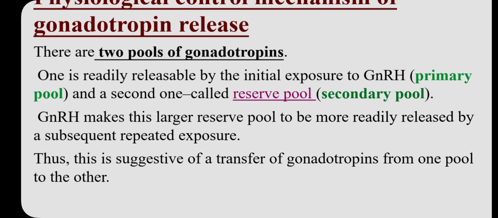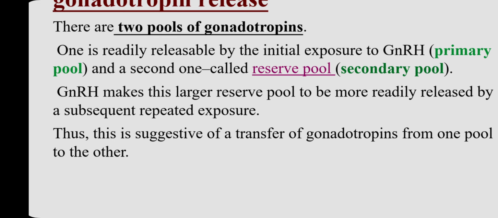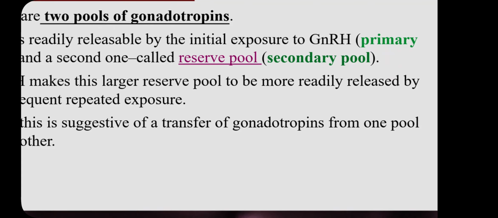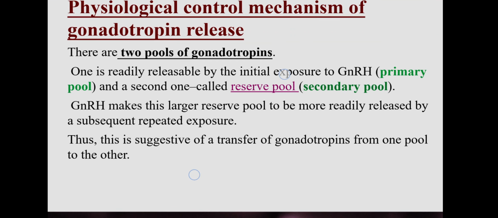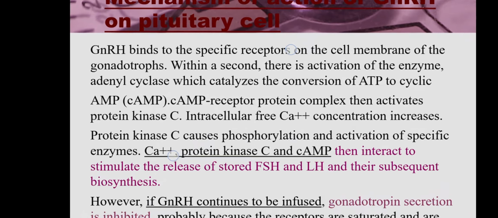So GnRH makes this large reserve pool to be readily released by the subsequent repeated exposure, and this is suggestive of a transfer of gonadotrophins from one pool to the other. So first of all, with the initial exposure, the gonadotrophins are released from the primary pool, and with the subsequent exposure of the GnRH, this reserve pool or the secondary pool is activated.